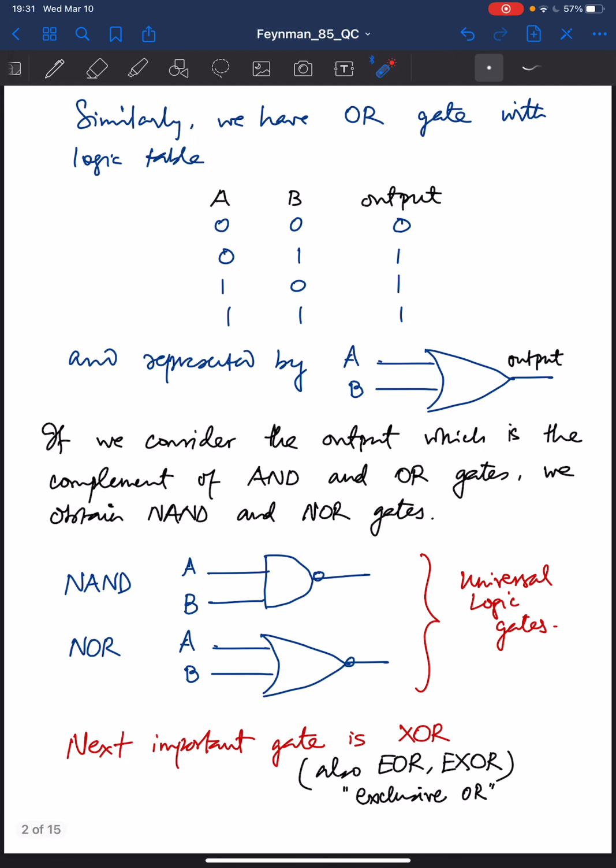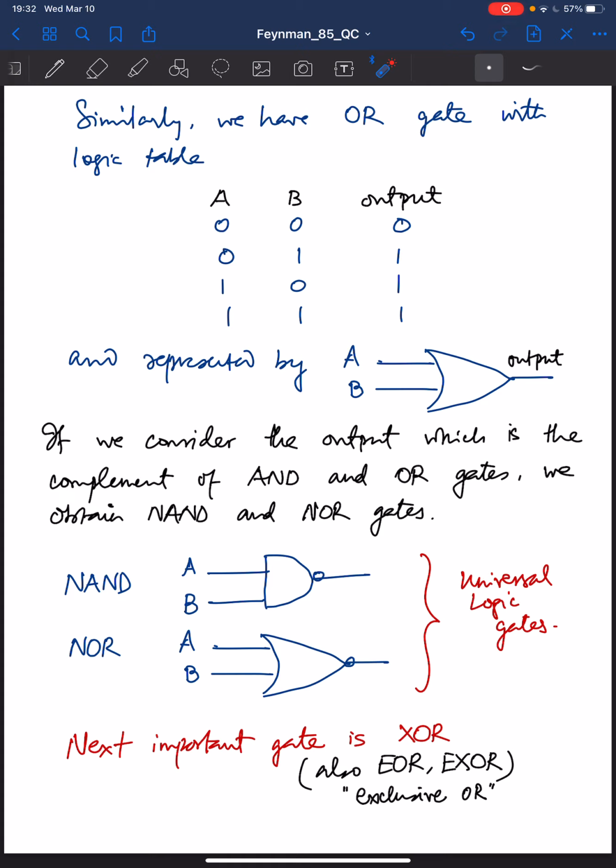Similarly, there's another gate which we call OR gate, and the logic table for OR gate is something like this. It is 0 only when both the inputs are equal to 0. If any one of the inputs is 1, then the output is 1. And OR gate is represented by this diagram. There's this curve here, and then these are the inputs and this is the output.